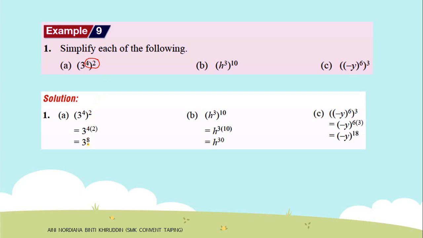So for A, 3 to the power of 8, 4 times 2. For B, 3 times 10 is 30. For C, 6 times 3 is 18. So negative y to the power of 18.